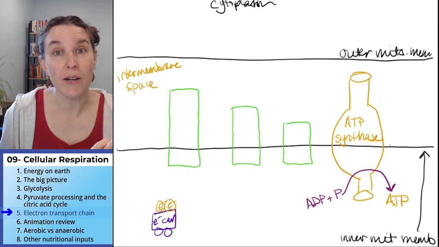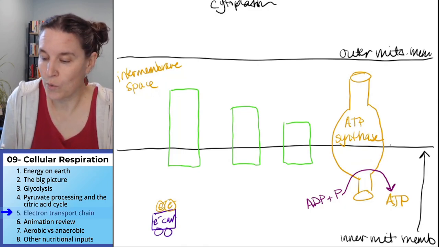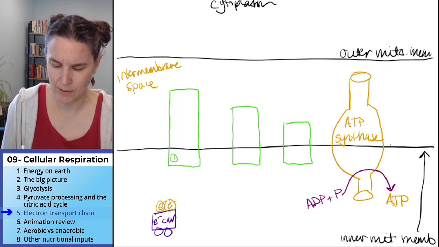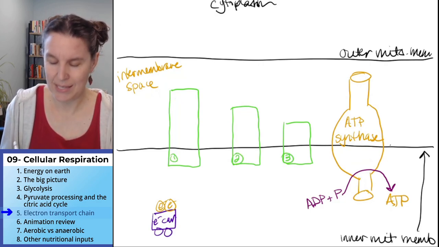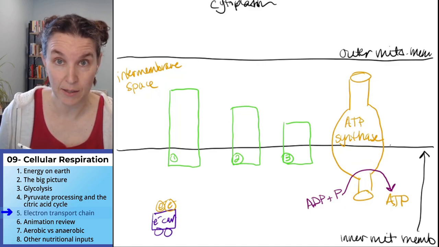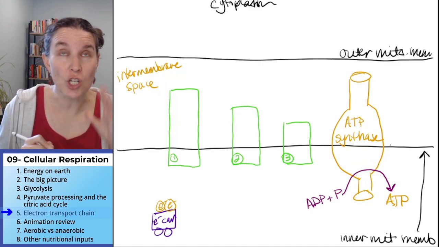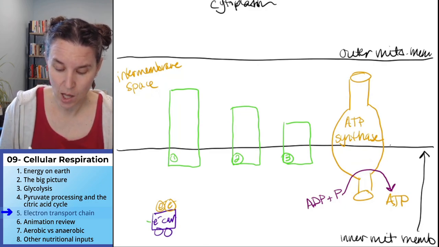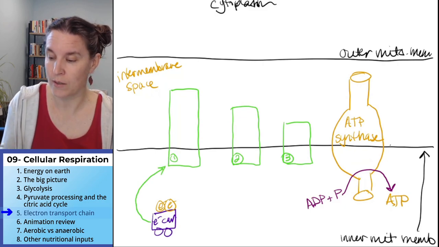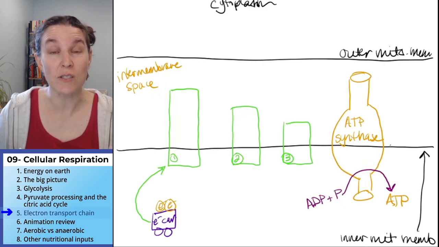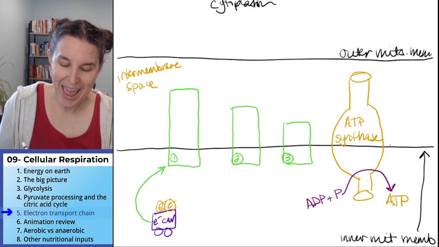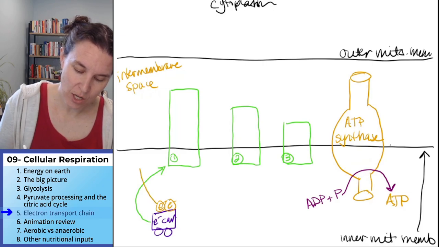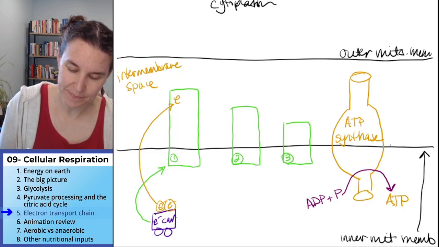The electron carrier sidles up to protein number one. I don't like where that one is placed. These are not their names. These are not what they look like. And I'm simplifying just so we can grasp this weird entire process. Along come the electron cars, bringing their high energy electrons. And they transfer the high energy electrons to the proteins.